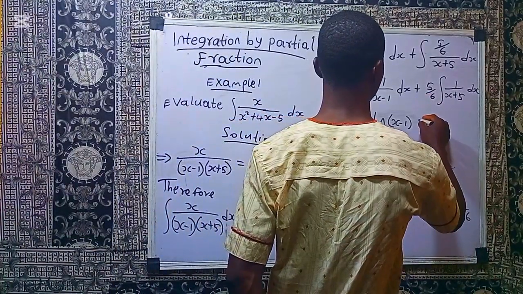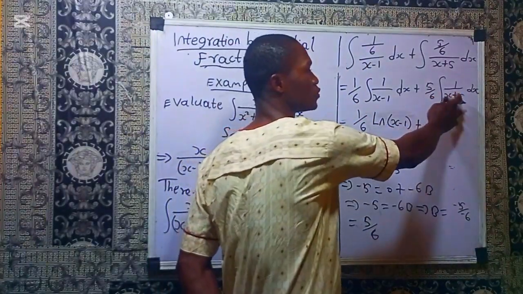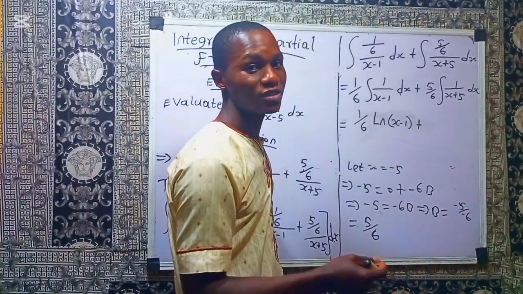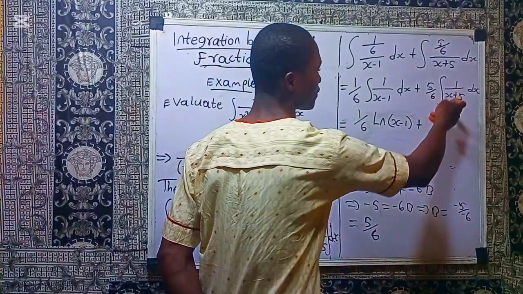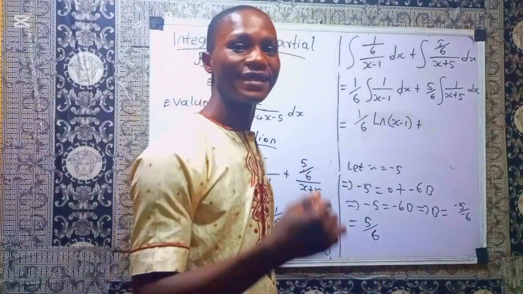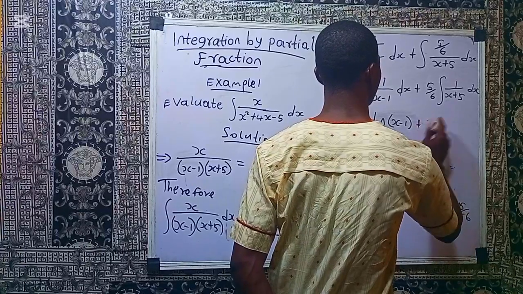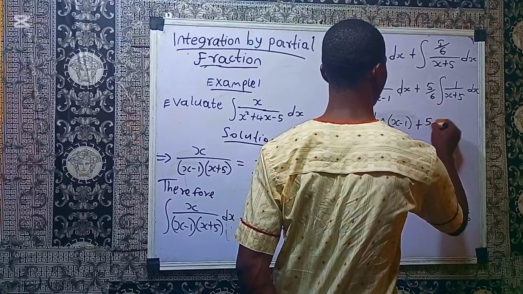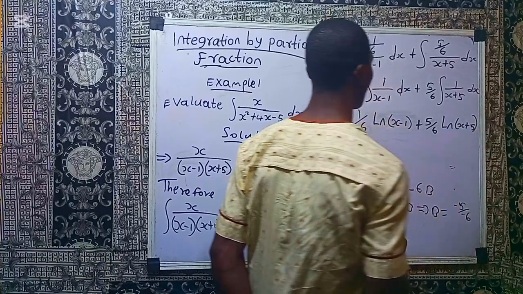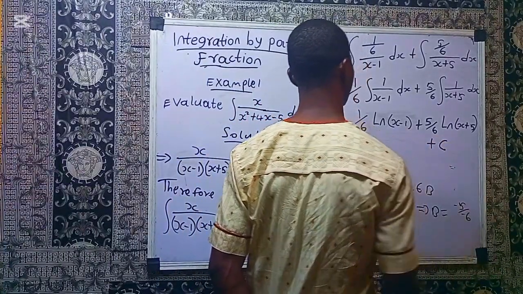Then plus this one too. If you differentiate what you have at the denominator, we have x plus 5. If you differentiate 5 with respect to x, you get 0 because 5 is a constant. If you differentiate x with respect to x, you get 1, which is exactly what you have at the numerator. So the result of this integral is the ln of the denominator. So we have 5 over 6 ln x plus 5. Of course, we have to put the constant of integration, plus c.